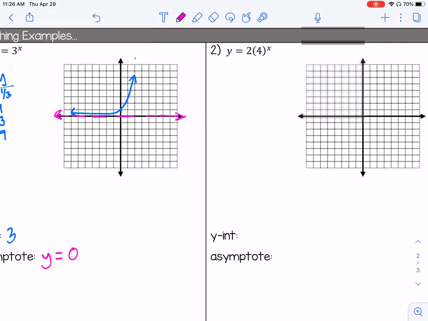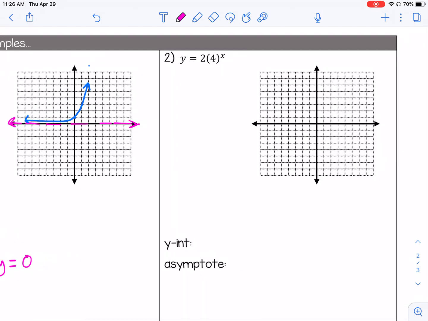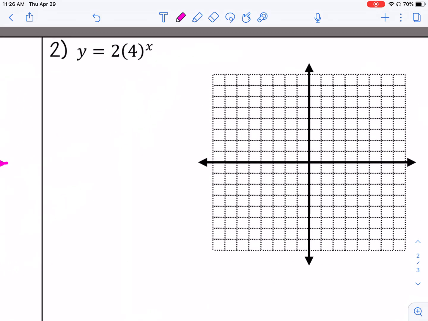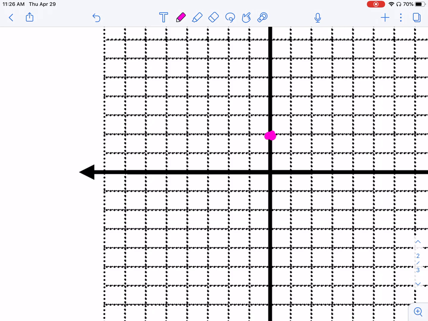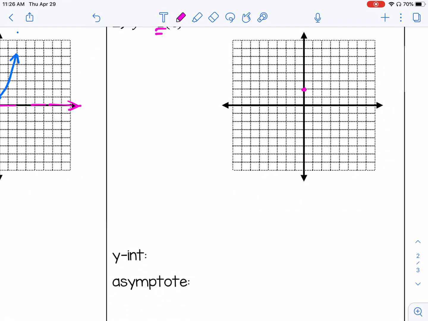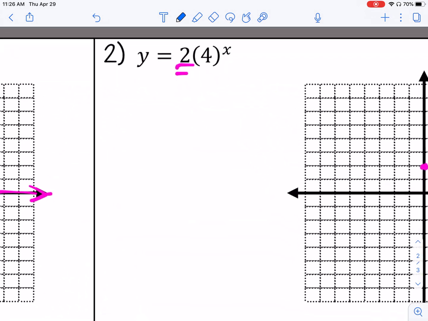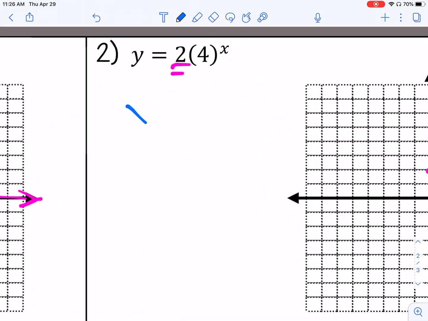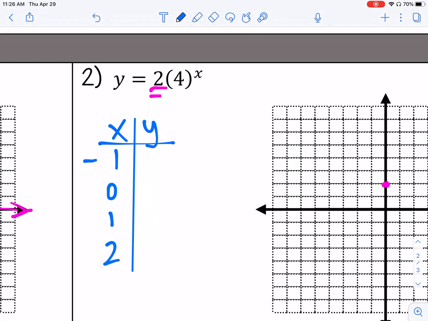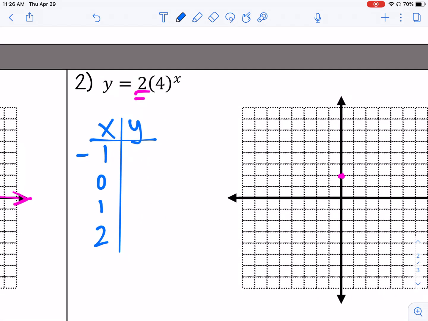Let's look at the other graphs here. This one, now it has an a value. So instead of our y-intercept being at 1, it's now moved up to 2. Okay, so y-intercept is at 2. Let's make a table for our other values. So x and y. Let's do like -1, 0, 1, and 2 again. We just need a few points so that we can kind of get the shape of it.